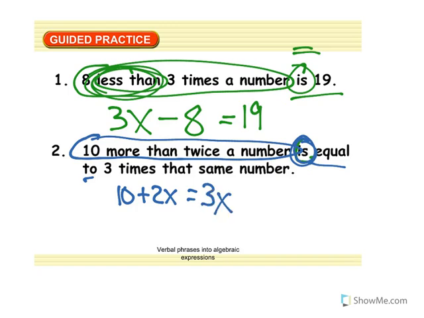Okay? Now, the next thing I would generally do in class is ask the question, what if it said 3 times a different number? Well, if it was 3 times a different number, we'd have to use a different variable. So 3y or 3a or 3c or something like that. But 10 more than twice the number, 10 plus 2x, is equal to 3 times that same number, 3x.